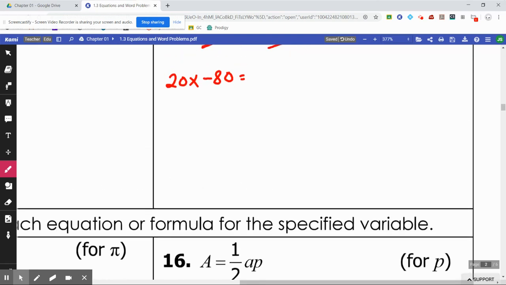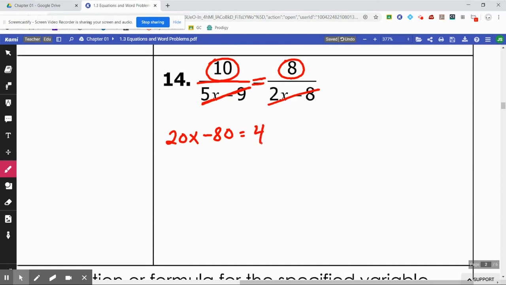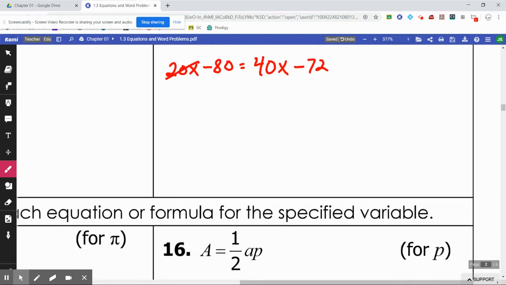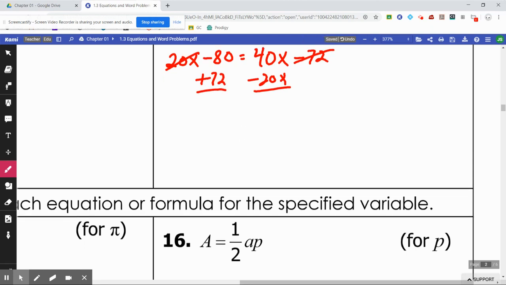So 8 times 5x is 40x. 8 times a negative 9 is a negative 72. Now it's just like the other equations we've been working. To get rid of 20x, I'm going to subtract 20x. I did it to that side, so I'm working with positives. To get rid of minus 72, I add 72, but however, I've got negatives there, so I'll still be working with negatives. Negative 80 plus 72 is negative 8.